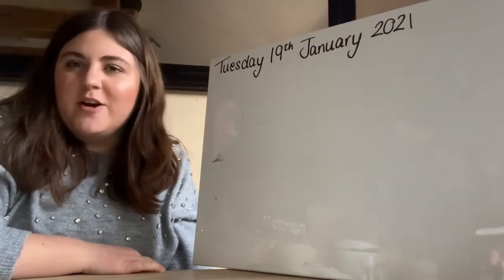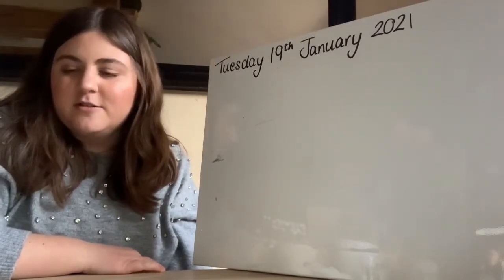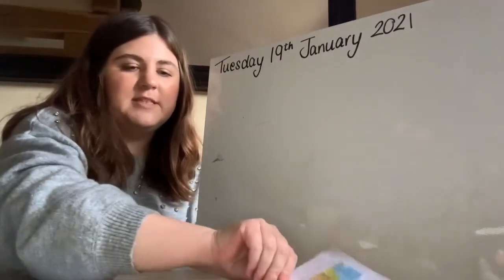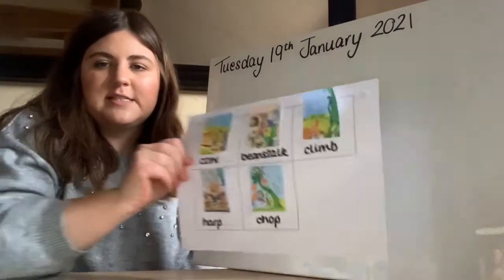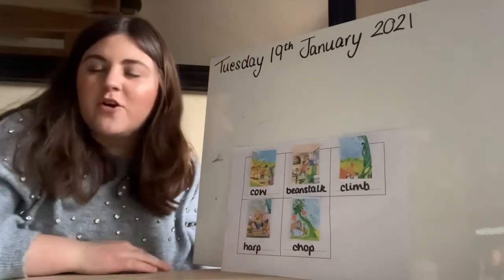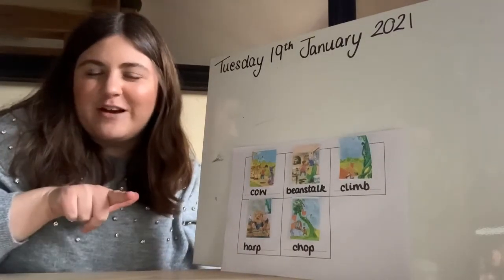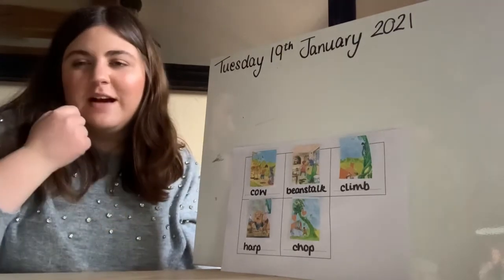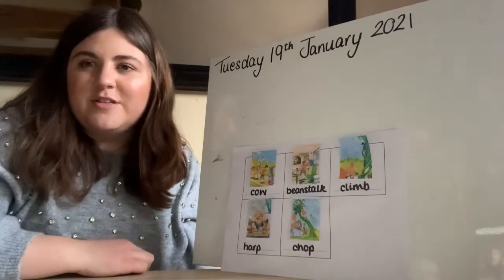Today, what we are going to be doing is writing in simple sentences the story of Jack and the Beanstalk. So you will need your story sequencing from yesterday. I've got mine here. Make sure you've got that in front of you. Pause the video now if you haven't and go and grab it, because it will be good for you to have a look at what you did yesterday.